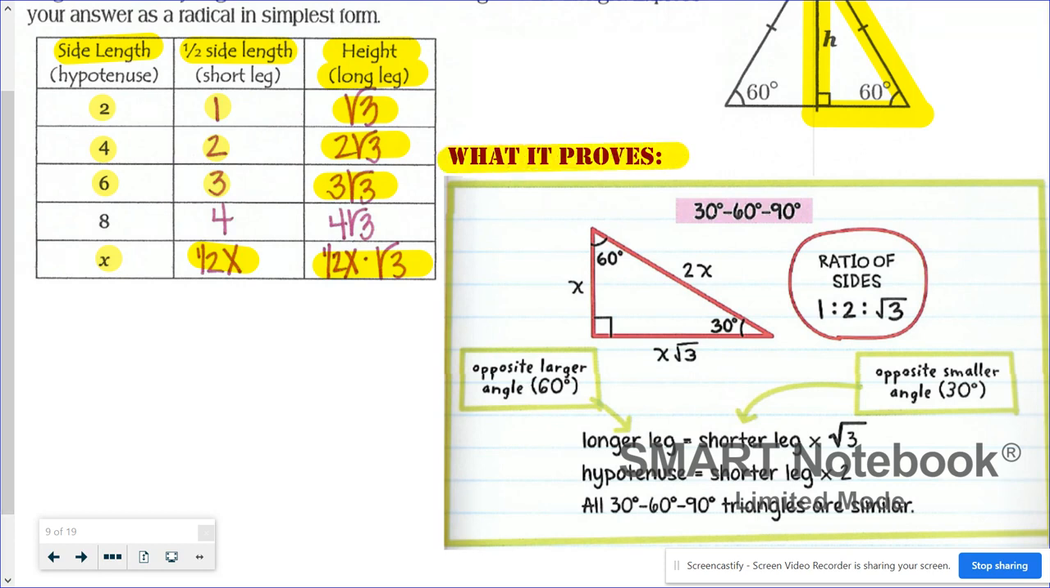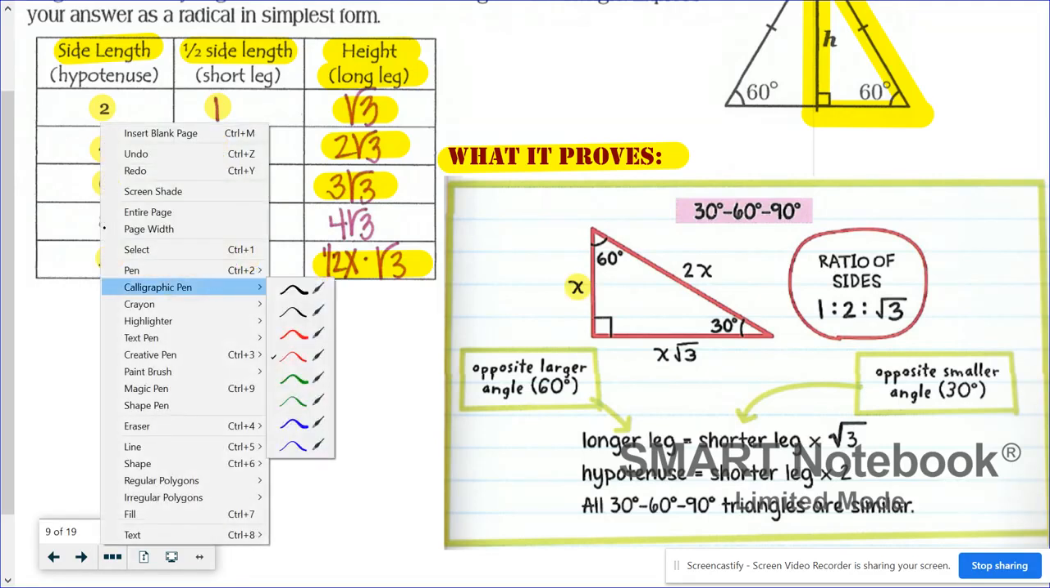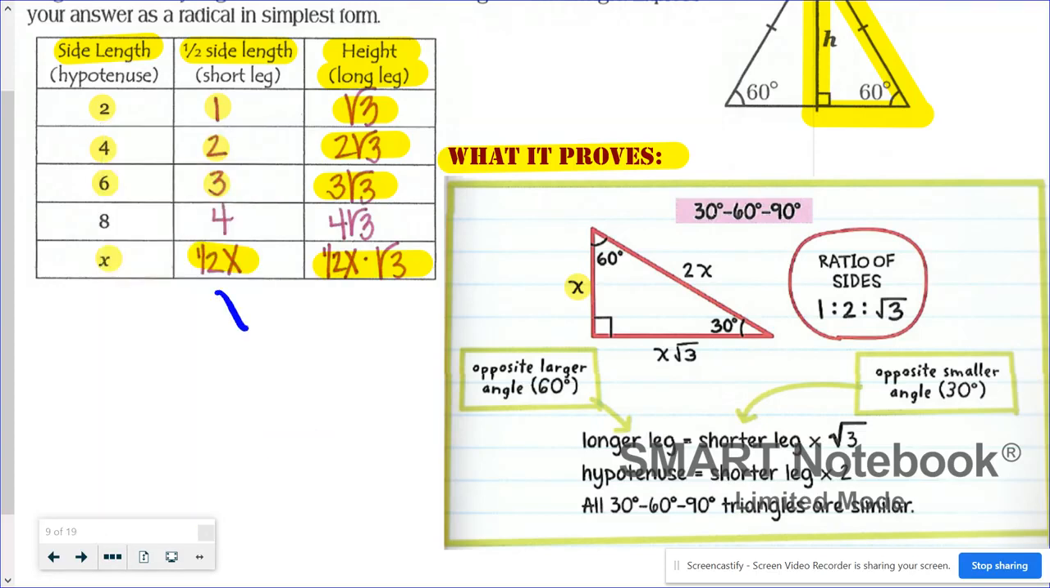Now they are saying x is representing the short leg in this triangle. So if x is the short leg, then the hypotenuse is represented by 2 times x, and the longer leg is represented by x times the square root of 3. That's a little bit nicer because we don't really like working with fractions. Basically, if you know the short leg in a 30, 60, 90 triangle, it's really easy to find the hypotenuse and the long leg. If you're not given the short leg, I would find that first.